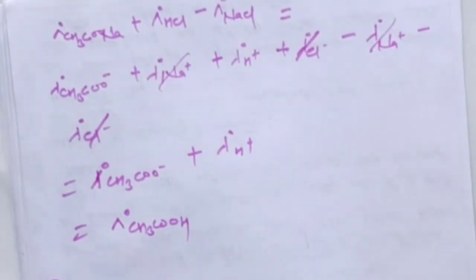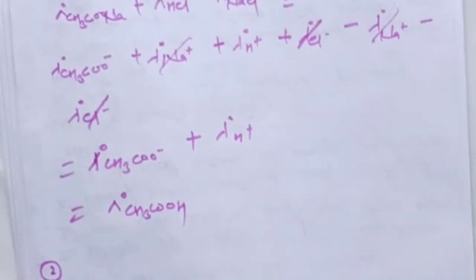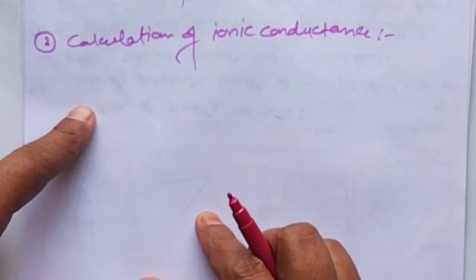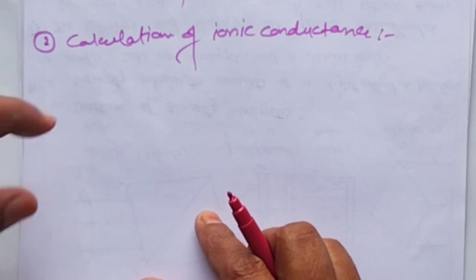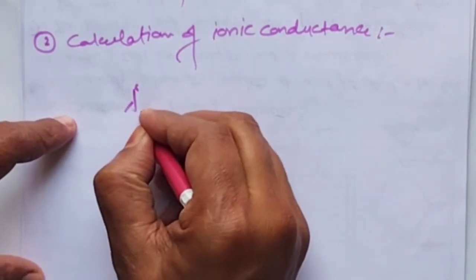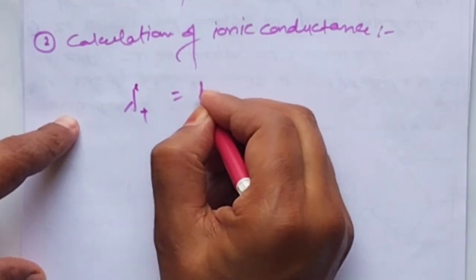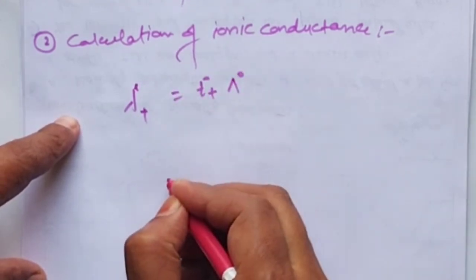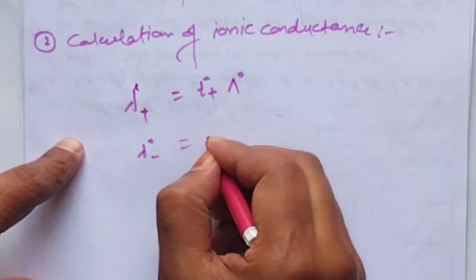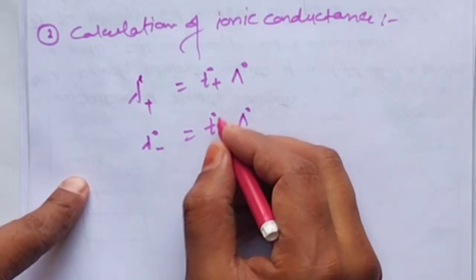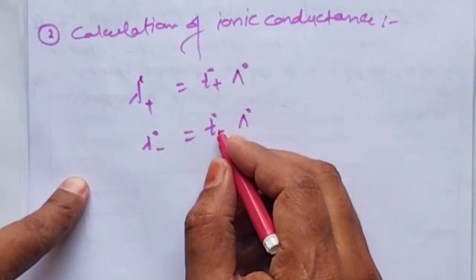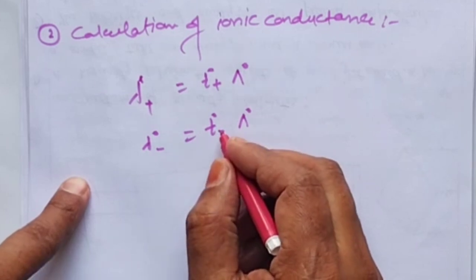Second application of Kohlrausch law is calculation of ionic conductance. If the transport number of the ion and equivalent conductance of the electrolyte at infinite dilution are known, the ionic conductance of ions can be calculated as follows: λ₀⁺ = t₀⁺ Λ₀ and λ₀⁻ = t₀⁻ Λ₀. t₀⁺ is the transport number of cations. t₀⁻ is the transport number of anions.